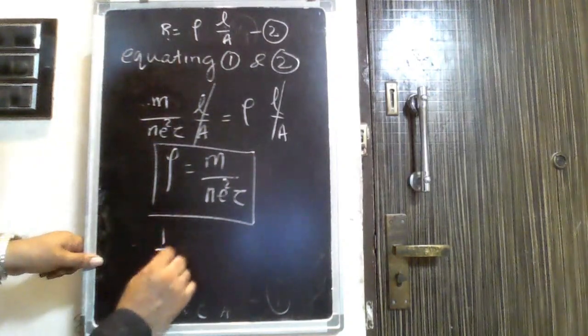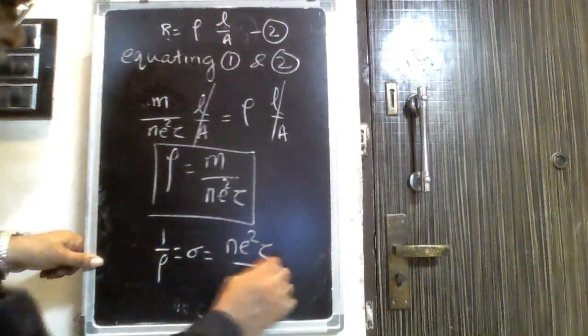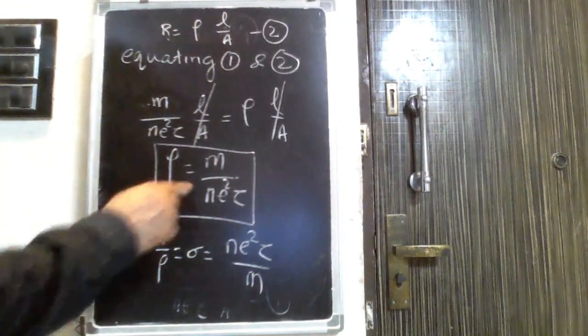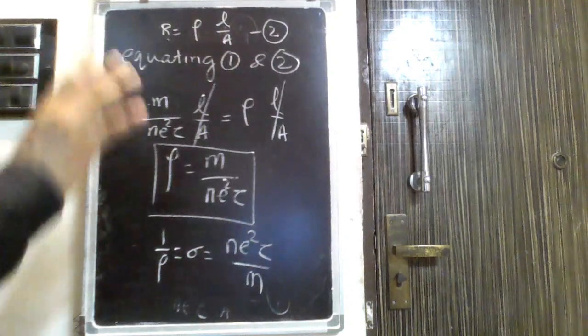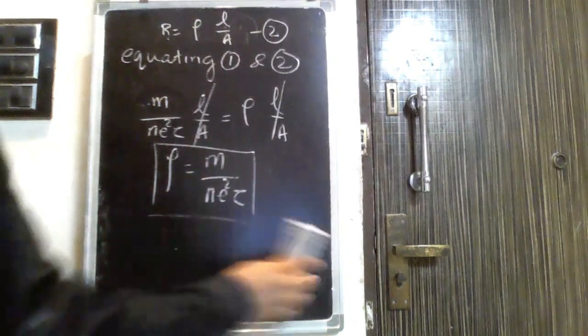So we know that 1 by resistivity is sigma, which is Ne squared tau upon m. So the formulas now are getting more and more. Apart from the formulas we did, we have got another formula coming into the picture. m by Ne squared tau is called resistivity, and sigma is Ne squared tau upon m. So this is the information. So we get this formula now for resistivity.